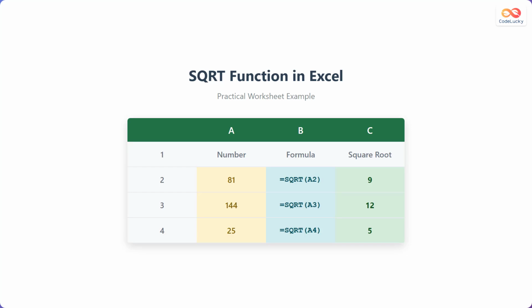Here is a practical example of how the square root function can be used in an Excel worksheet. Column A contains the numbers for which you want to calculate the square root. Column B contains the formula, and column C displays the result. For example, in row 2, the formula is equals SQRT, open parenthesis, A2, close parenthesis, which calculates the square root of 81, resulting in 9. Similarly, in row 3, the formula is equals SQRT, open parenthesis, A3, close parenthesis, which calculates the square root of 144, resulting in 12. Finally, the square root of 25 is 5.